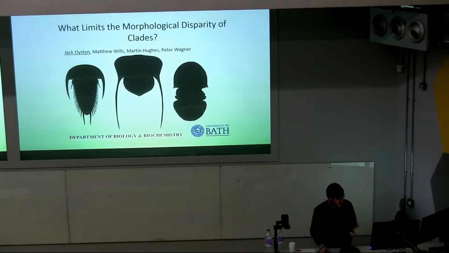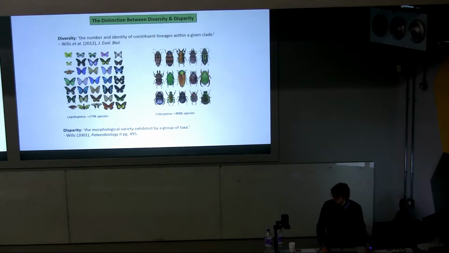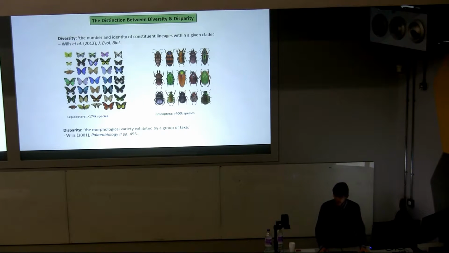So, hi everyone. I'm going to be, as Emily said, talking to you about patterns of morphological disparity and how we might be able to explain those patterns. I'll gloss over this very quickly because I think most people in this room are probably aware of this distinction. But there's a fundamental difference between measures of taxonomic diversity and variation in form, or morphological disparity. I'm going to spend this talk talking about morphological disparity, that is variation in form.